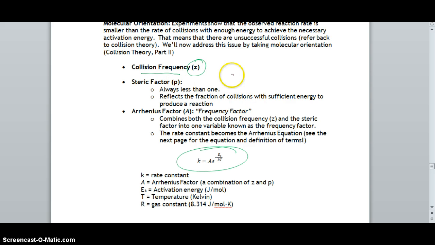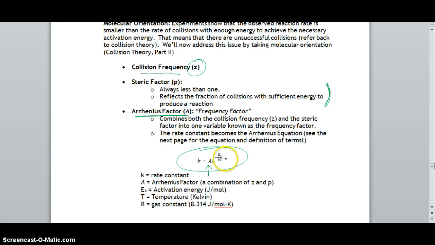And these, I don't want you stressing a whole lot about these because these are actually absorbed into this one factor, which is called the Arrhenius factor, the frequency factor. So it also takes into account the fraction of particles that have enough energy to produce the reaction. So it kind of puts those two things together. And so it combines it with this A term, okay? And it's a combination of collision frequency and what's called the steric factor.